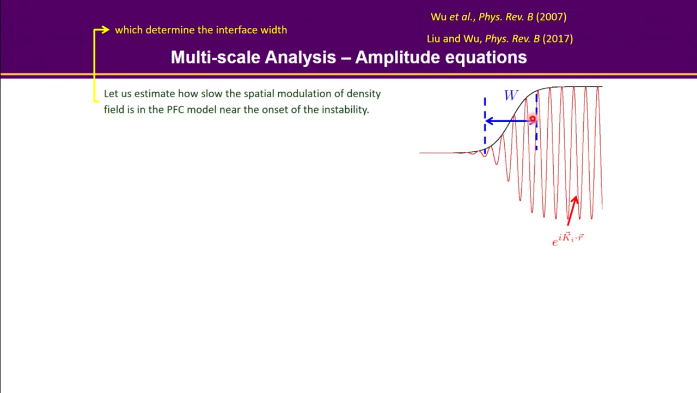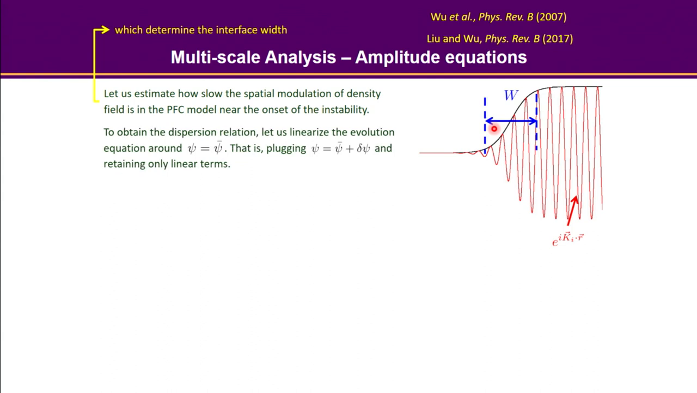All right. So I would like to make an estimation of how slow the modulation of the density waves is. I would like to first estimate how slowly it varies across space when the parameter in the PFC, epsilon, is not large. As I was showing you yesterday in a few simulations, if you increase the value of epsilon, you will get a sharper interface. But when epsilon is small, the interface becomes wider and wider. And what's the analytical relation? That's something I'm going to discuss here.